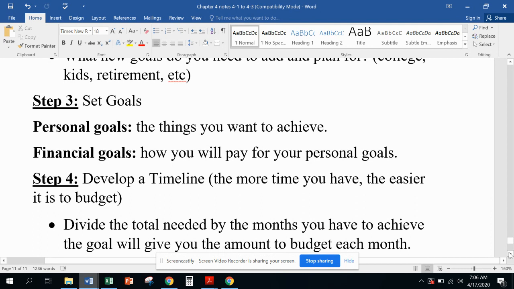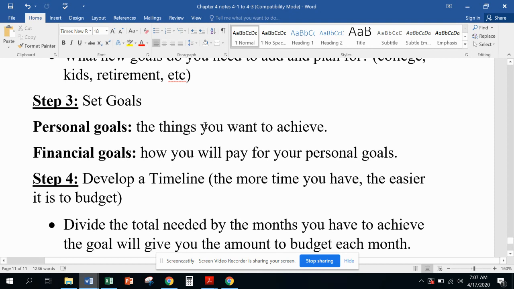Now, after we've addressed our financial picture, it looks like the financial picture is good. What are the things that we want to do? So when we're talking about goal setting, and we did an exercise on this before break, we want to know what our personal goals are. What are the things that we want to achieve? Okay, and if we can identify those, most of those goals that we want to achieve, they're not free. So the financial goal is how we're going to pay for those personal goals.